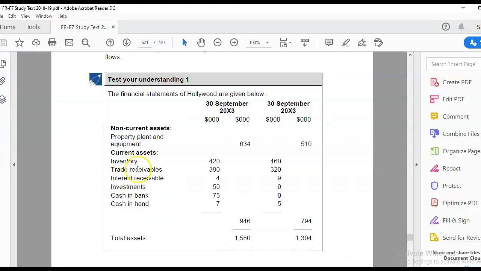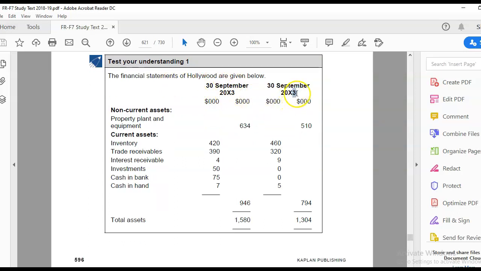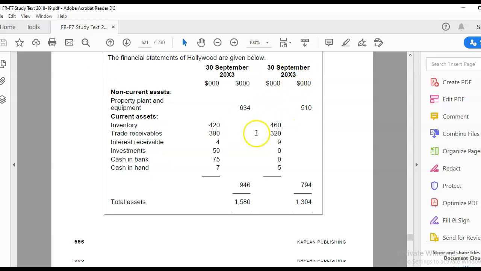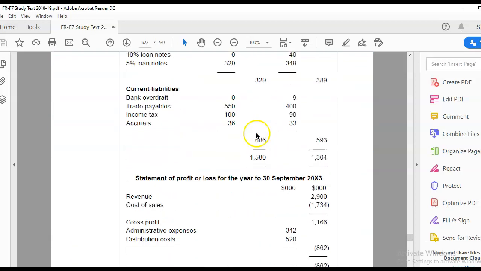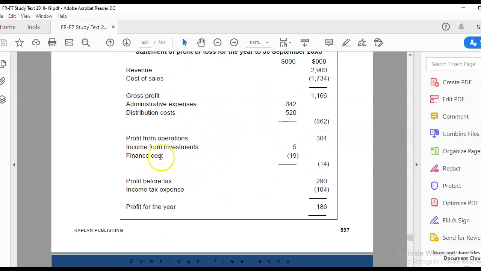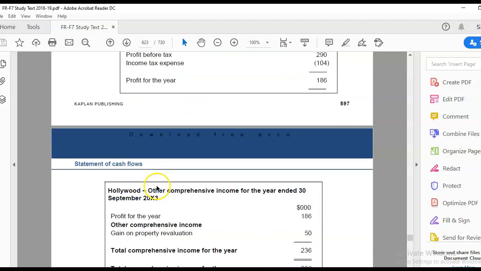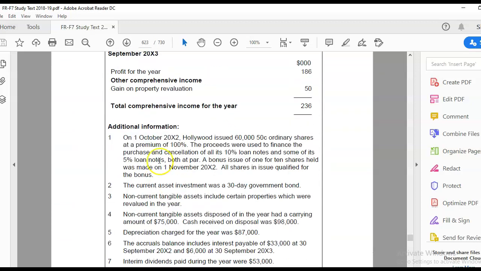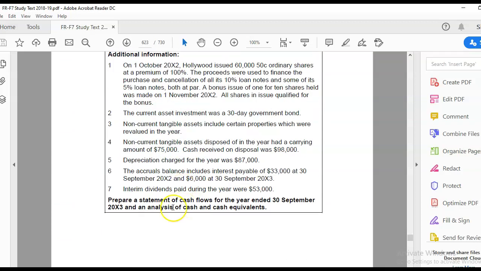So I have a question with me. And here is the balance sheet of Hollywood Company for 2013 and this is 2012. It's a typo, it's 2012, okay? So the balance sheet ends here, then I have the profit and loss statement and I have some notes for Hollywood. Okay, the requirement is to prepare a statement of cash flows for the year ended 30th September 2013 and an analysis of cash and cash equivalents.